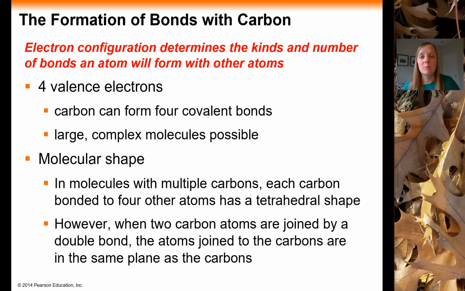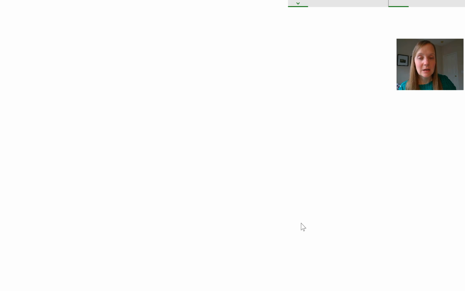Let's go ahead now, and before we build these carbon-based or organic molecules, let's review carbon for a minute. So if you'll recall from chapter 2, electron configuration is going to determine the kinds and the number of bonds an atom will form with other atoms. So if we, again, review carbon really quickly. Right, carbon is our 6th element, so that means that carbon has an atomic number of 6. It's got 6 protons, 6 electrons.